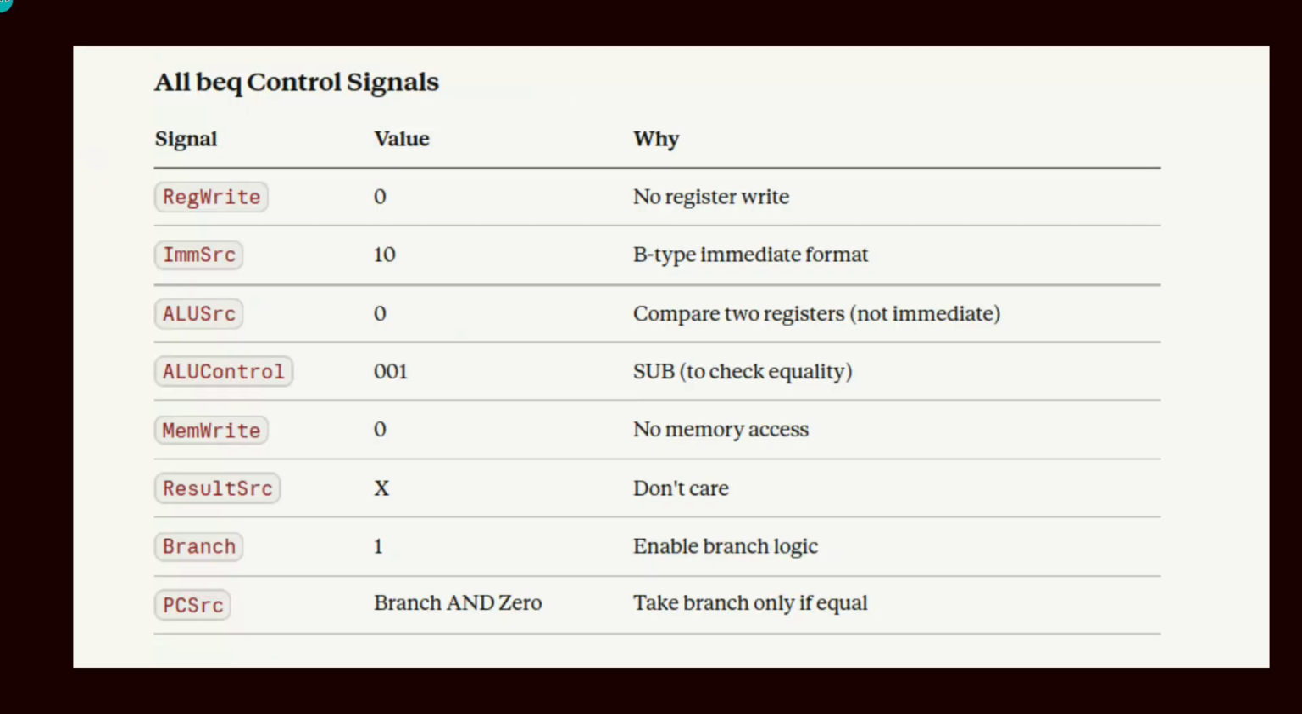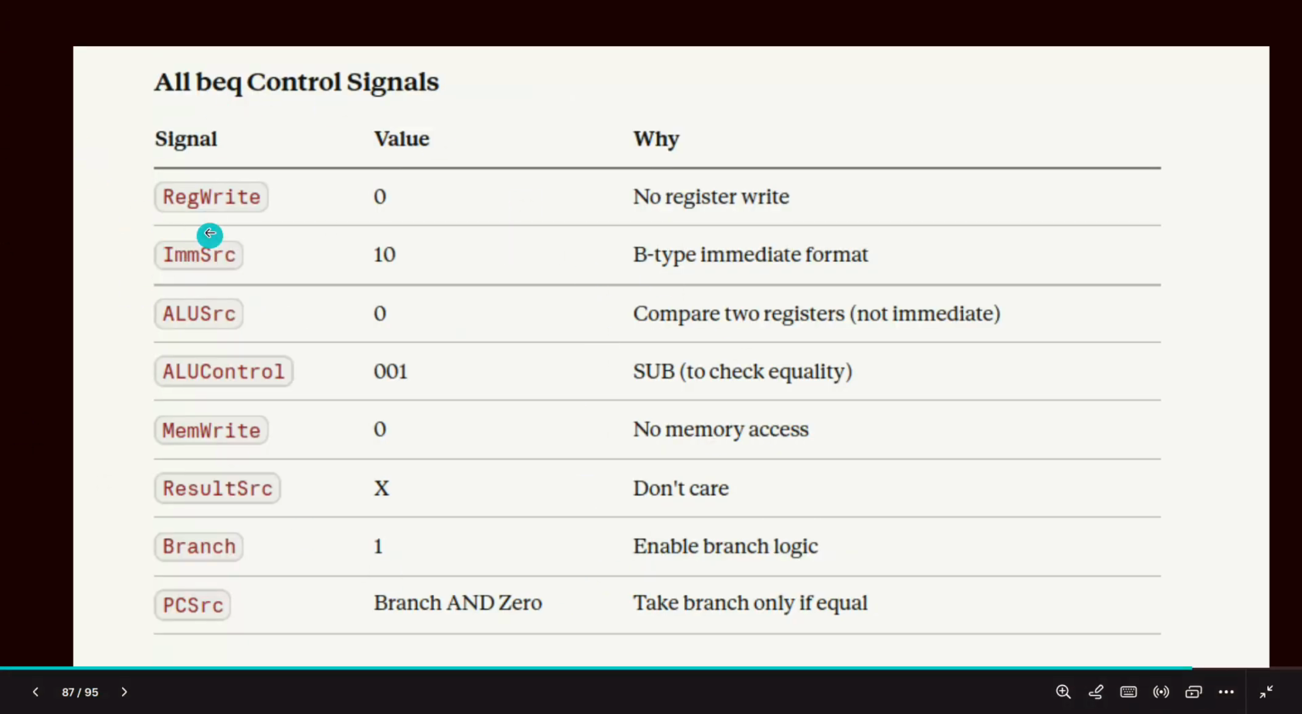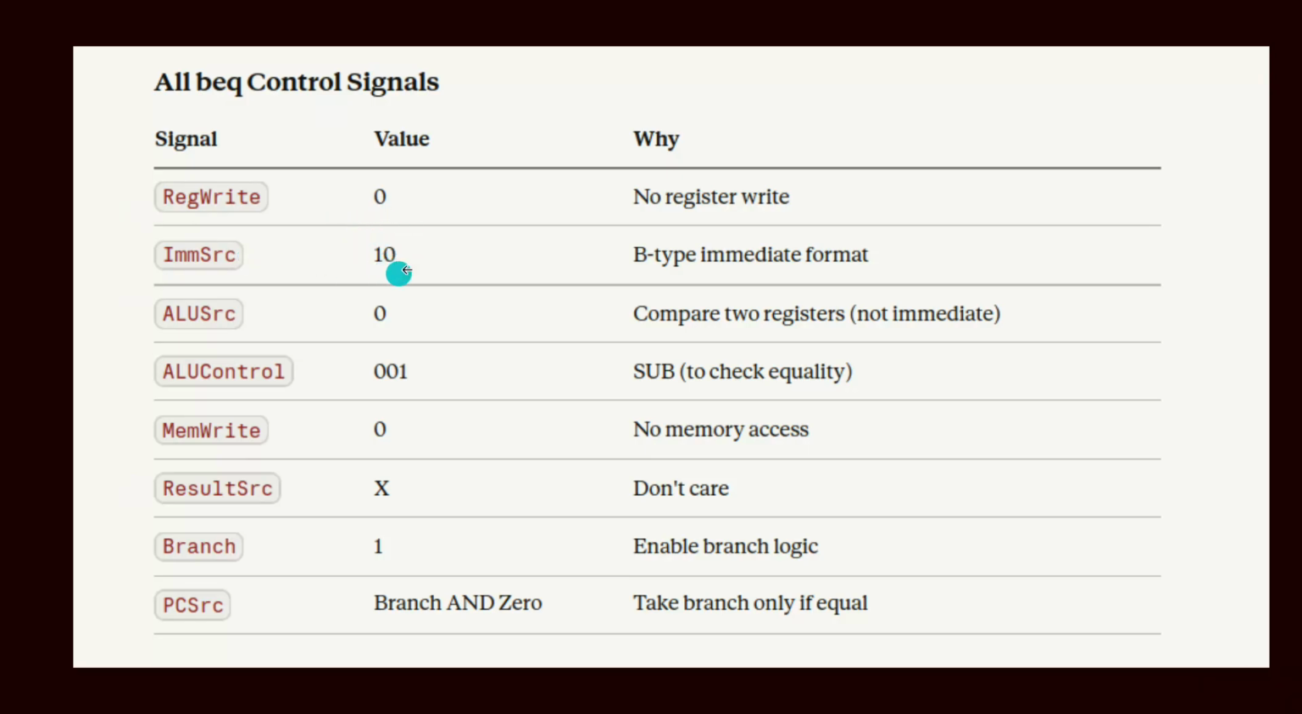Next thing is here. These are the control signals. Reg write is not there. Immediate SRC would be 1 0 because I told you 4 locations we have to control together. Now ALU SRC, guys, would there be an ALU SRC? You have to understand that thing. Is there an ALU SRC coming?